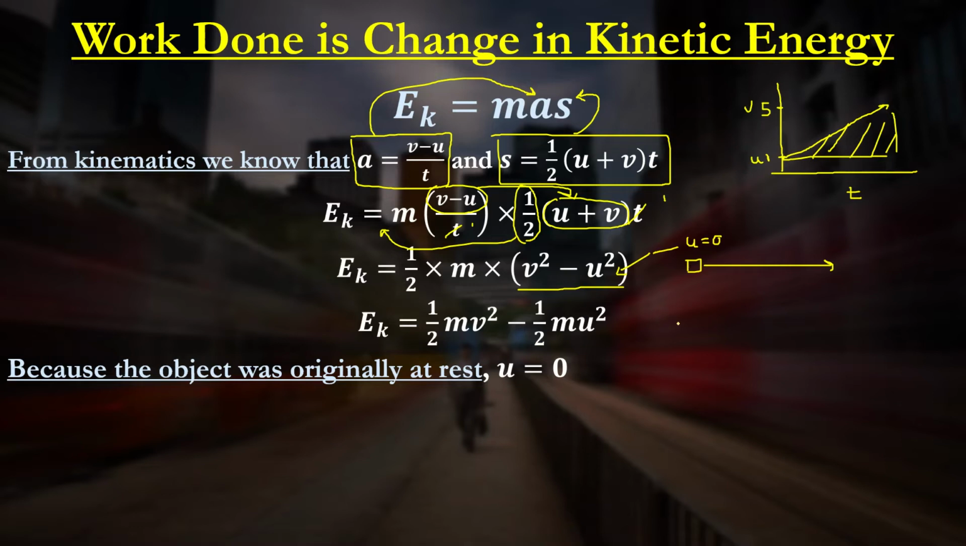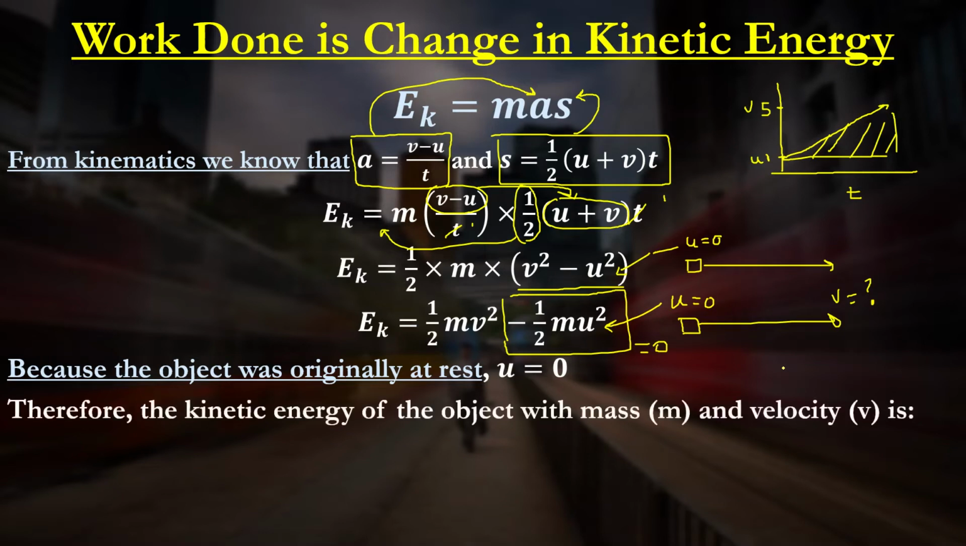What we do know is if an object is originally stationary and then it begins to move, it will have some value for V, so its final velocity will have some kind of numerical value. But if something started at 0, originally stationary, then U is 0. Okay, so this whole bracket here, if an object started motionless, equals to 0. And so we find that the kinetic energy is given by this formula.